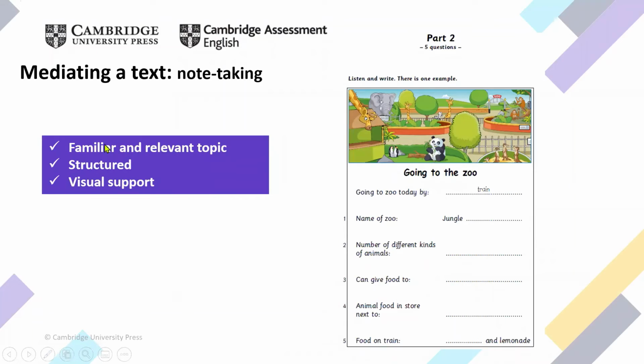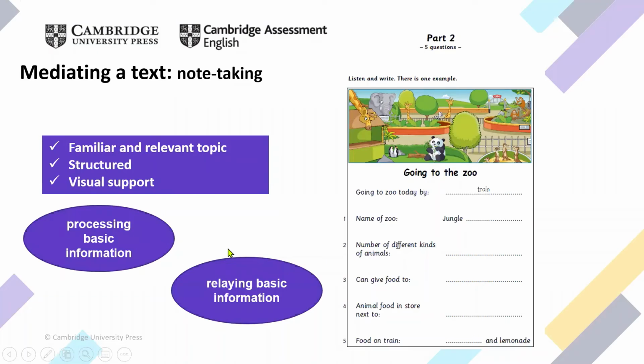So this is the description of the task, and what are we expecting our students to do? What do they need to do at this level and in this task, George? Well, they're processing very basic information. In an exam situation, they have 20 seconds, maybe slightly longer, before they hear the audio. So they should be using that time to process the information on the task itself. And then when they are listening, processing that information and filling in the gaps, relaying that basic information thereafter.